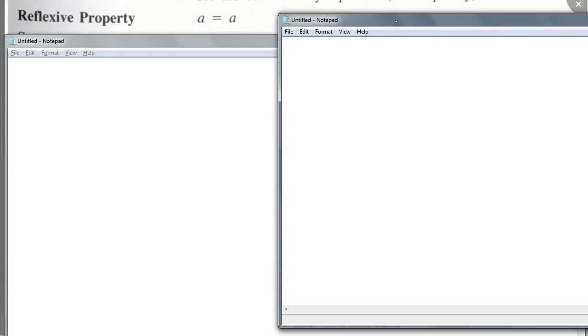some people have trouble remembering. The way I do this is I say, in a mirror, when you reflect something, you get the same exact thing on the other side, right? So think about the reflection of a mirror, but don't call it the reflection property. It's called the reflexive property. It's not reflective, it's reflexive.